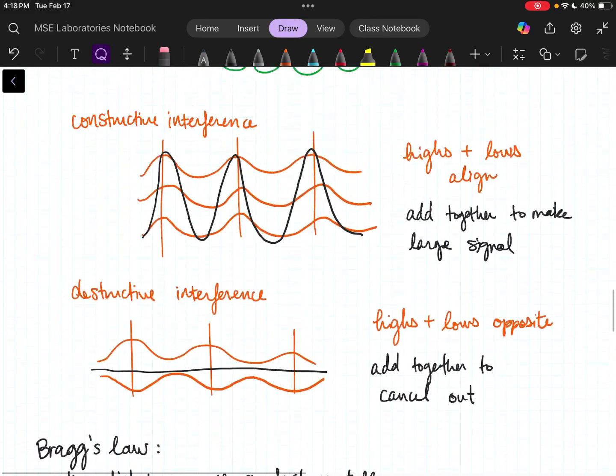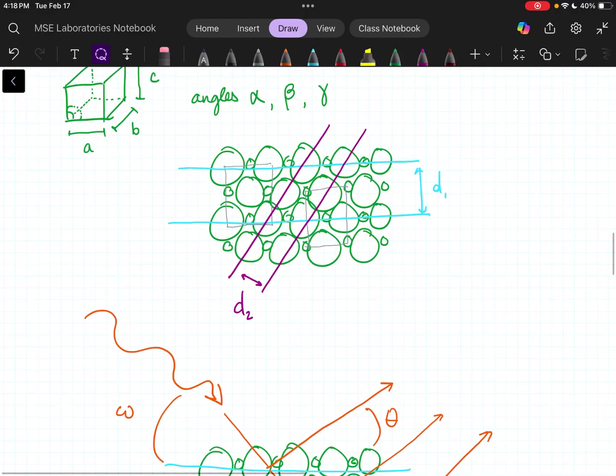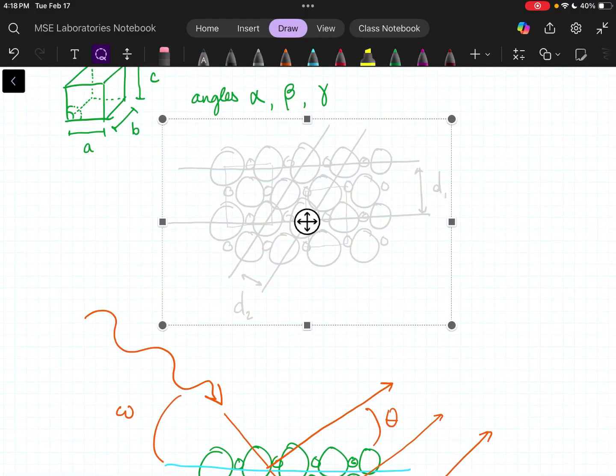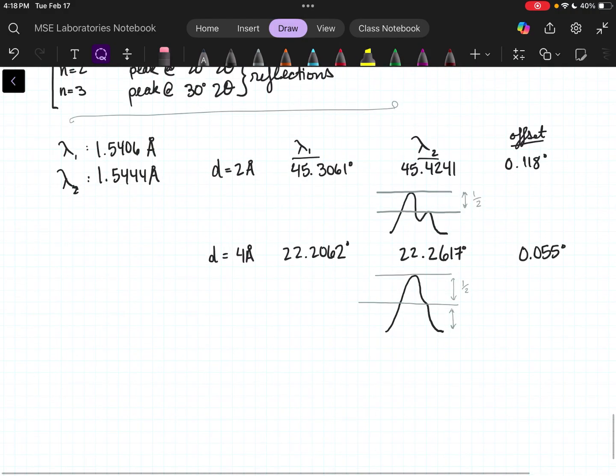But even in that, let me see if I still have it pasted. That was fun. I don't still have it pasted, bummer. So even in this orientation, which one are we going to grab? We're going to grab this one.